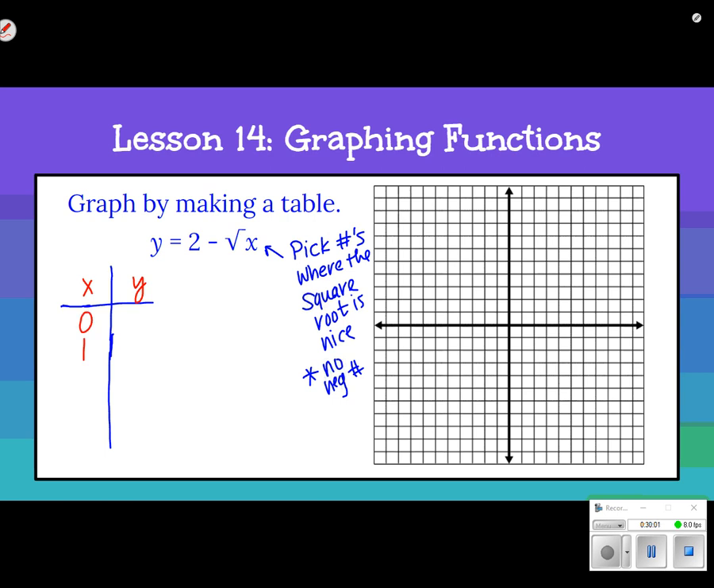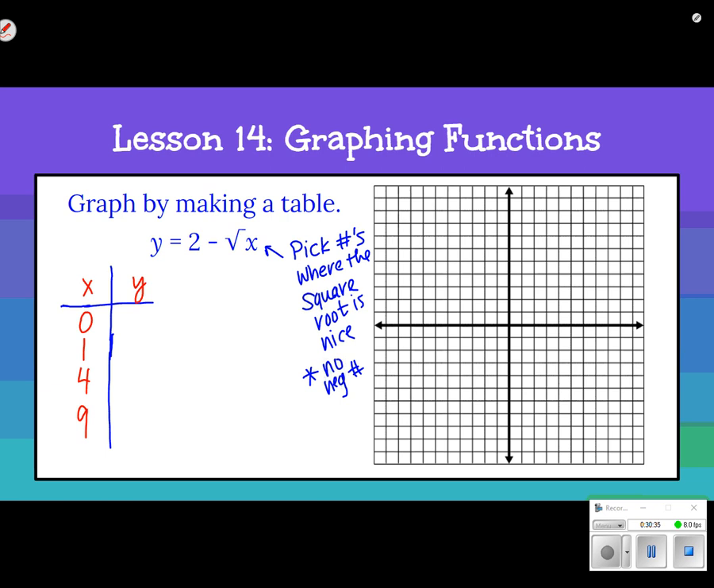But the square root of 4 works. Not 5, not 6, not 7, not 8, 9 will also work. And the next one is going to be 16. And I think 4 is good enough. So what we're going to do is plug in 0, 1, 4, and 9. And so this is where you have the freedom to choose numbers. You want to pick the ones that are best for your situation.